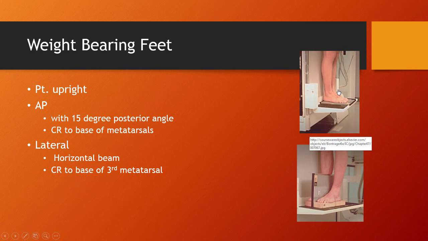You're going to do a 15 degree posterior angle. You're going to center to the base of those metatarsals. You're going to include both feet on that image receptor. And then you're going to do a lateral the same way. So you're actually going to place that image receptor in between the feet.